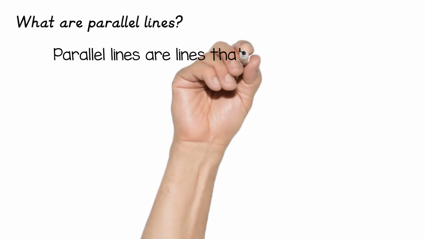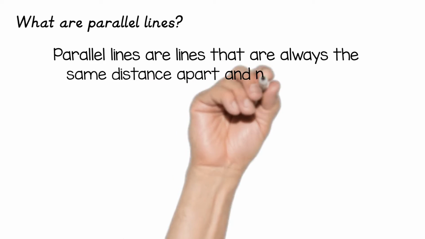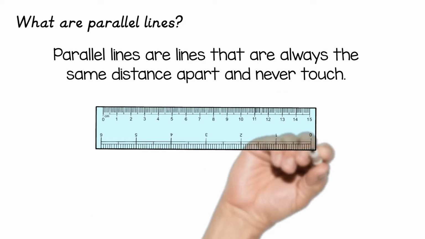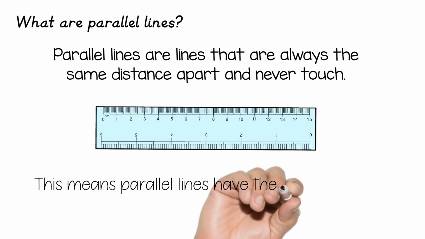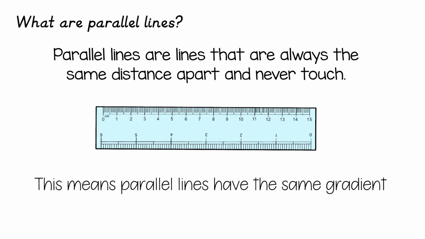They're basically lines that never meet. So train tracks are an example, or the edges of a ruler are another example. And so that means that parallel lines have to have the same gradient. If they're not going to meet, they have the same steepness.